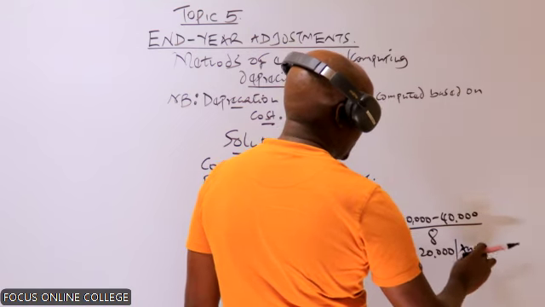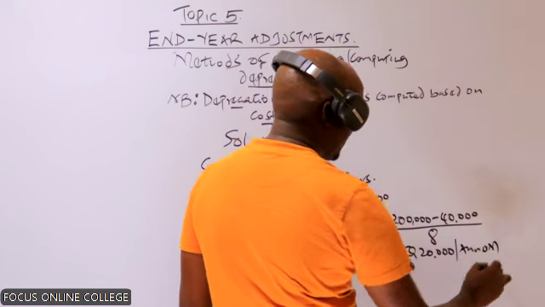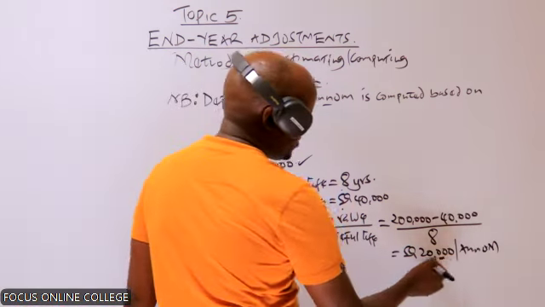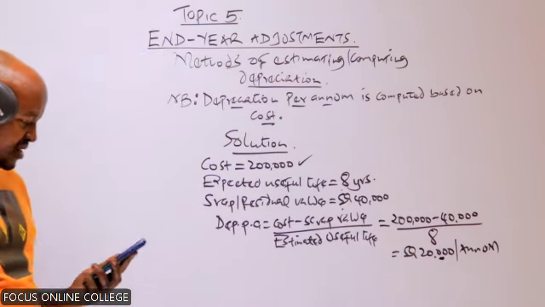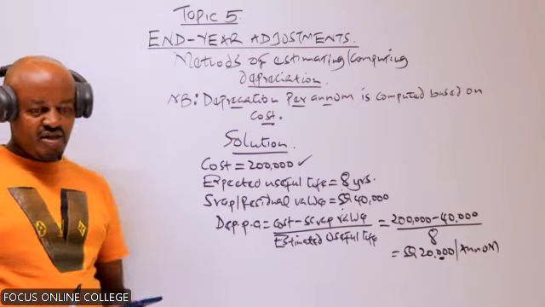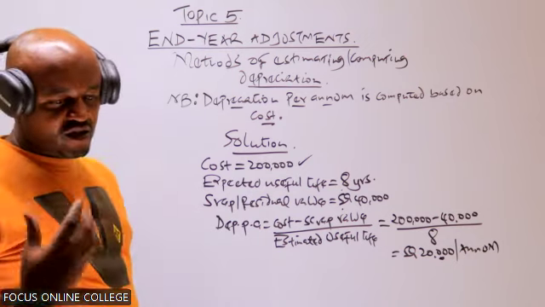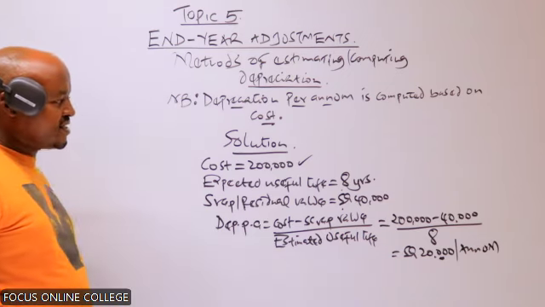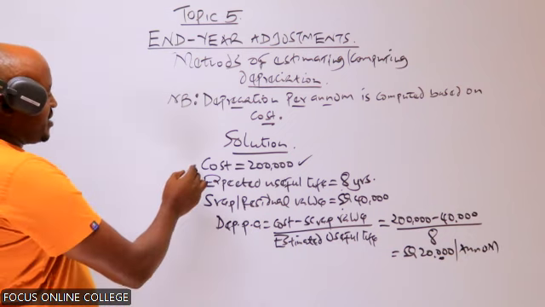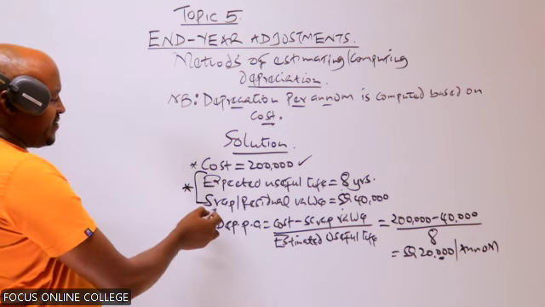So the amount the company will recognize in the income statement as an expense will be an amount of how much? 20,000. Yes. That's basically how we compute the depreciation per annum using the straight line method. But as I've said, in most cases the examiner will just give you the cost. He will not give the estimated useful life and the scrap value.